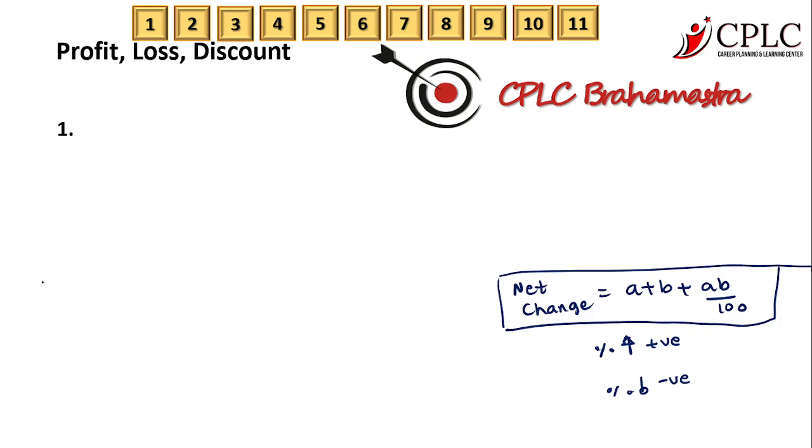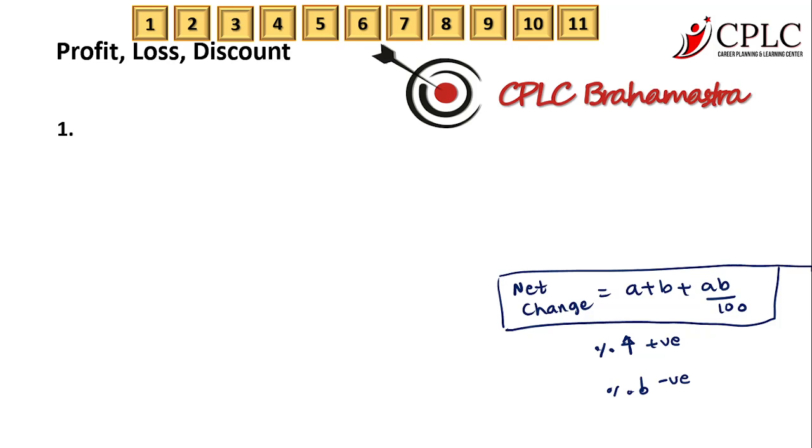Now, coming to our question. Again, first we need to think from a very basic perspective about what we have been given in the data. One is profit, one is discount, and we were supposed to find out the markup percentage. Before we apply the formula straight away, we also need to identify from our data what is the net change, what is A, what is B. We cannot blindly apply the formula.